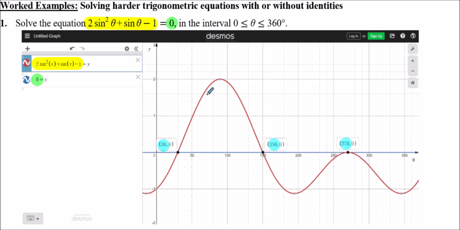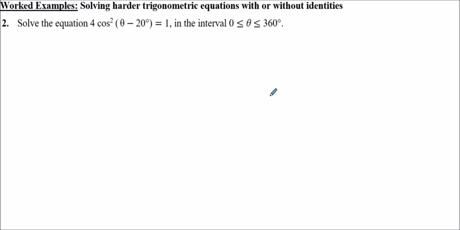So this red wave here is 2 sine squared theta plus sine theta minus 1. And this horizontal blue line is just where y is equal to 0. So the intersections relate to the solutions, like I've said, so 30, 150 and 270. Any other intersections are outside this range from 0 to 360. So that's all we need to do for question 1. Let's have a look now at question 2.